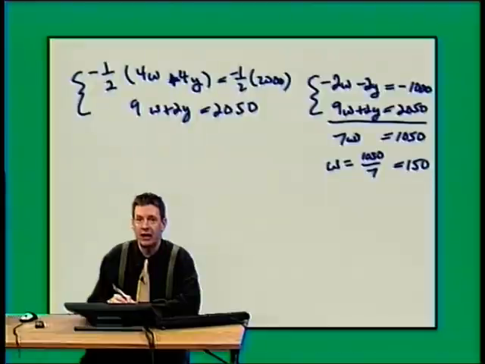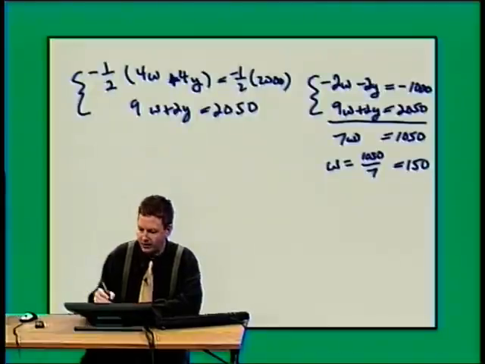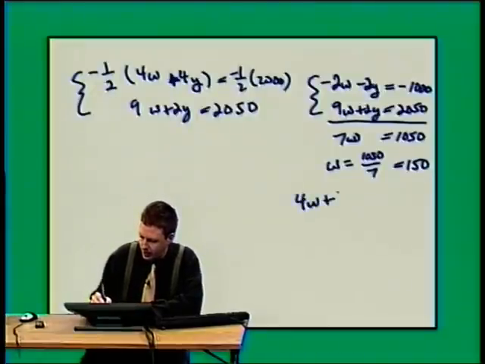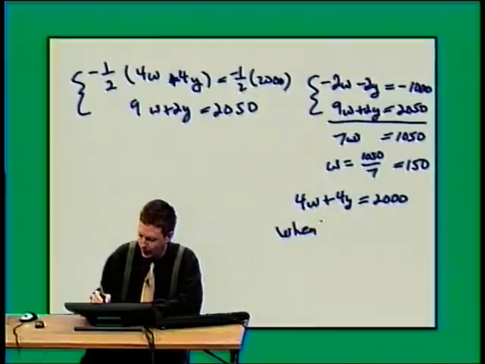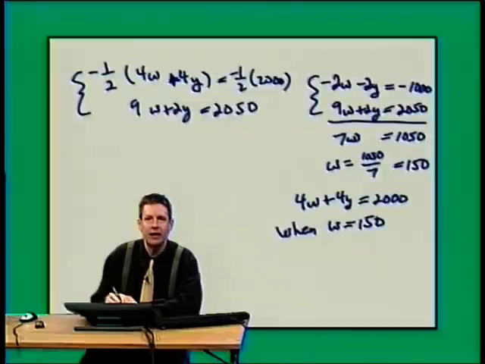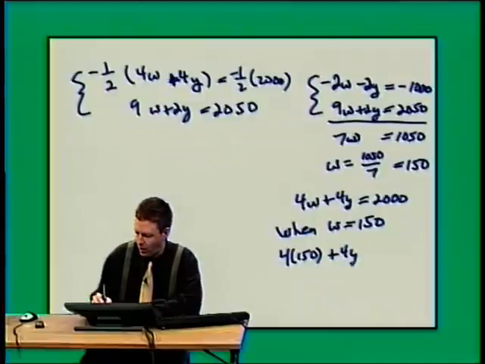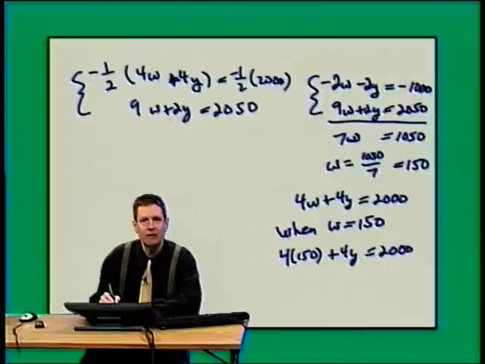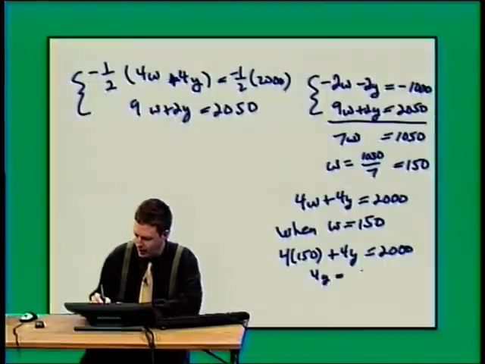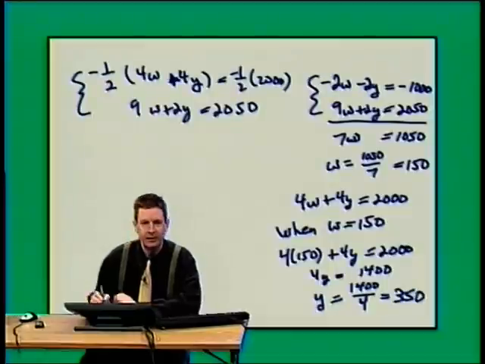I need to also get a value for Y. I'm going to go back to the equation 4W plus 4Y equals 2,000. When W equals 150, what we have is 4 times 150 plus 4Y equals 2,000. So 4y equals 1,400. So y equals 1,400 over 4, which is 350.